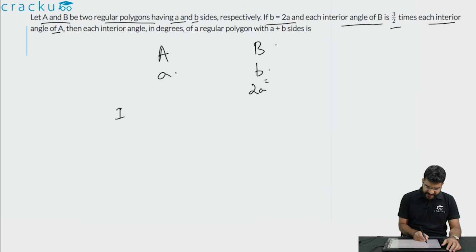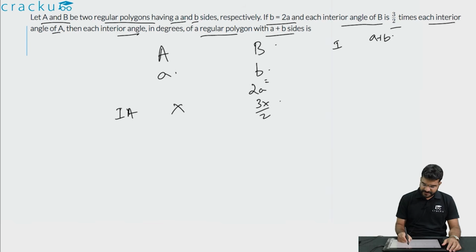So let us assume the interior angle of A is equal to x, then each of the interior angles of B is equal to 3x by 2. We are required to find out the interior angle of a polygon which has A plus B sides. Now this is the question. To find that out, let us first do a small diversion. We will talk about what is an interior angle and what is an exterior angle.